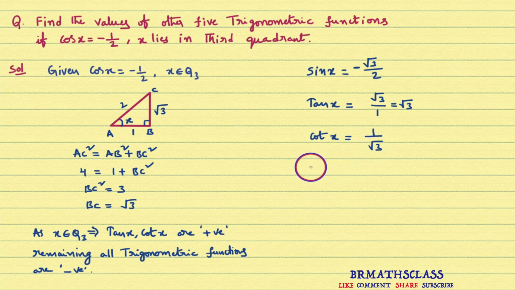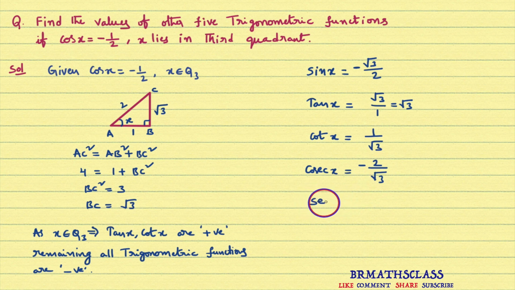Now we will learn about the cosecant x value. As per the definition, cosecant x is defined as hypotenuse divided by opposite side. The hypotenuse is 2, divided by the opposite side, root 3. Now x lies in the third quadrant. Then what is cosecant x? Cosecant x is negative. So cosecant x is minus 2 divided by root 3.